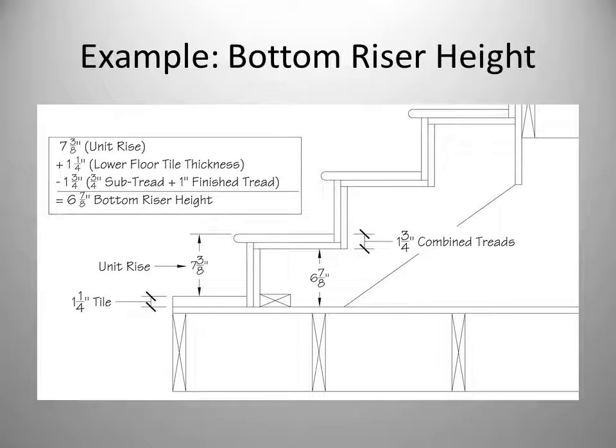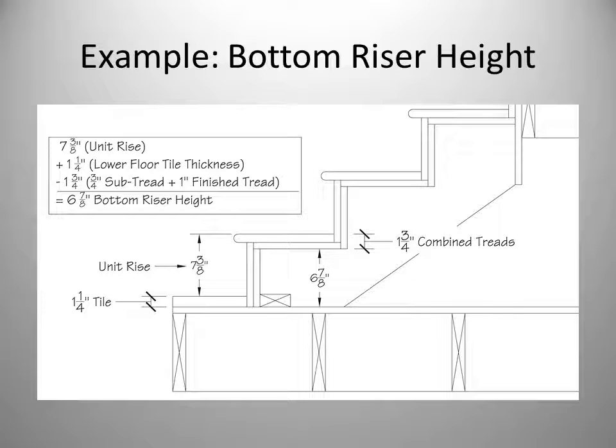Here again we have our example, and we will calculate our bottom riser height. We will start with our unit rise of 7 3/8 inches. From there we want to add the 1 1/4 inch tile on the lower floor and subtract the combined tread thickness of our treads. Remember, our treads are 3/4 inch sub-tread and a 1 inch finished tread. 7 3/8 plus 1 1/4 minus 1 3/4 gives us a 6 7/8 inch bottom riser height.